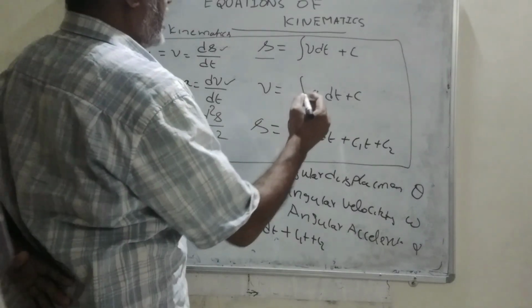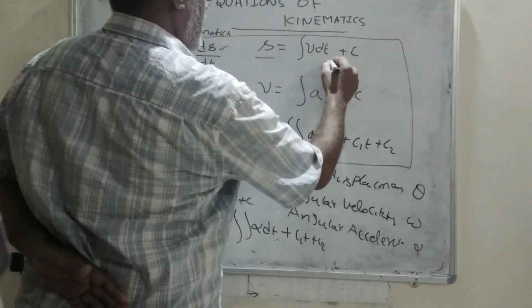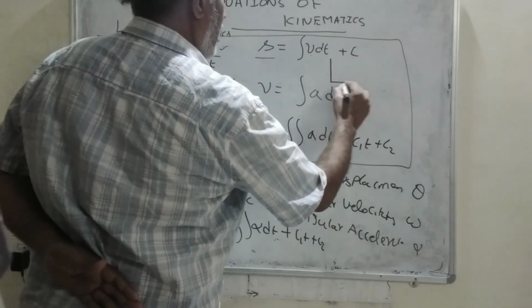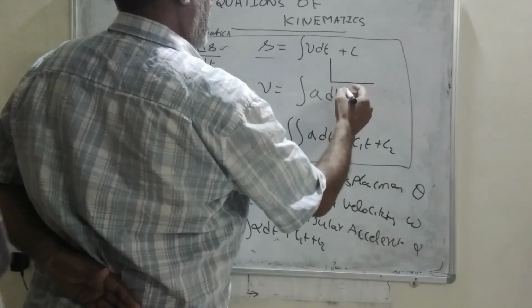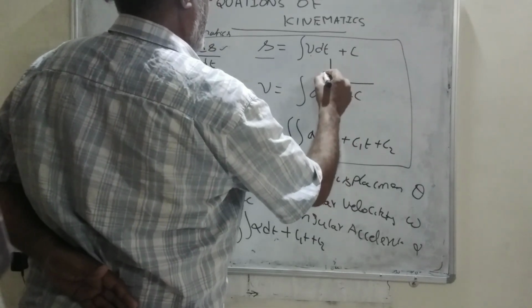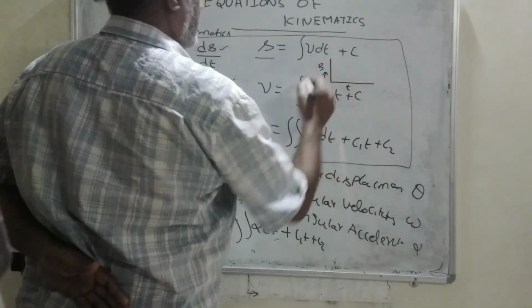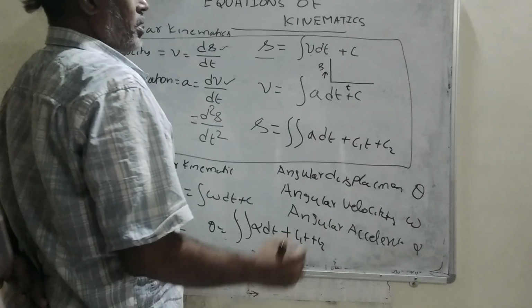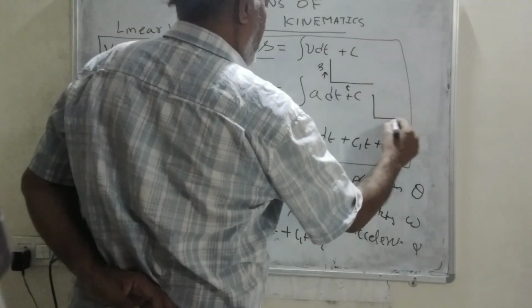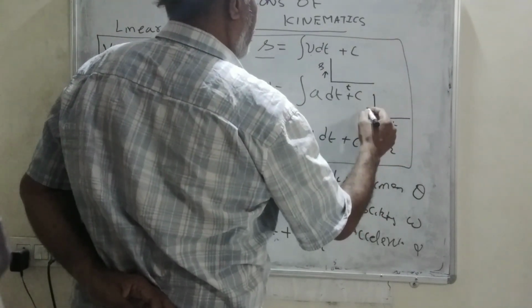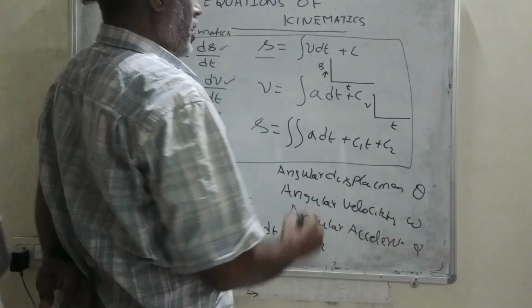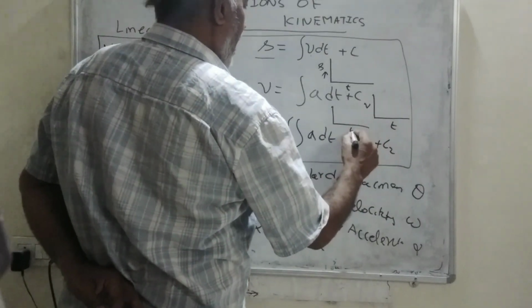So you see a graph between time and displacement, a graph between time and velocity, a graph between time and acceleration.